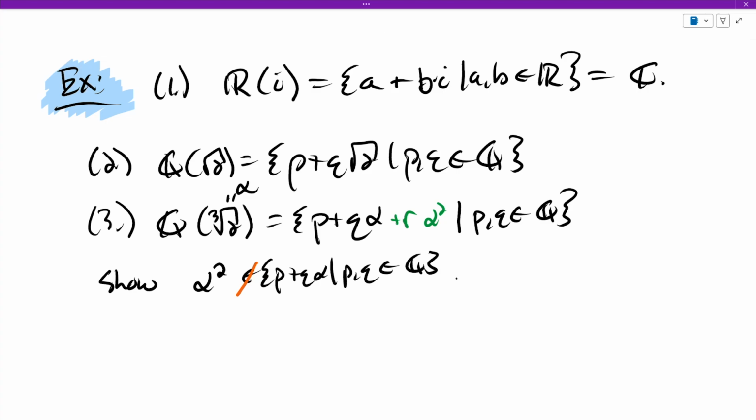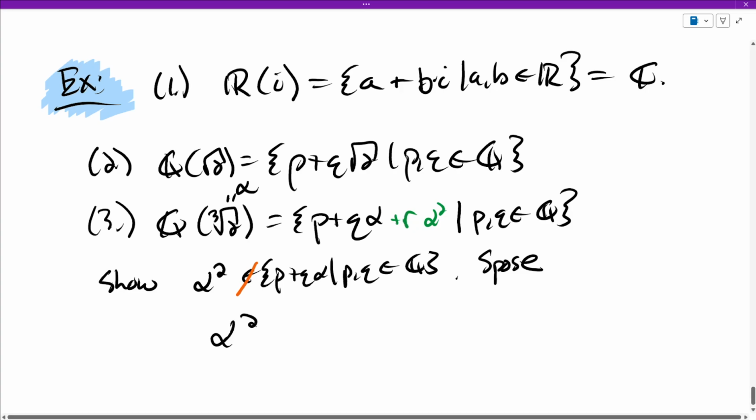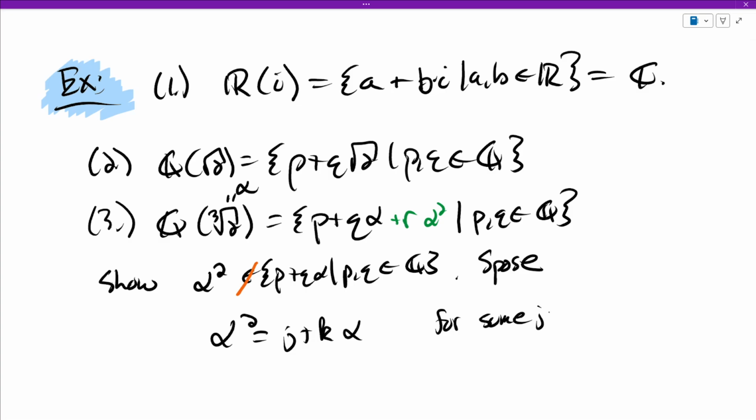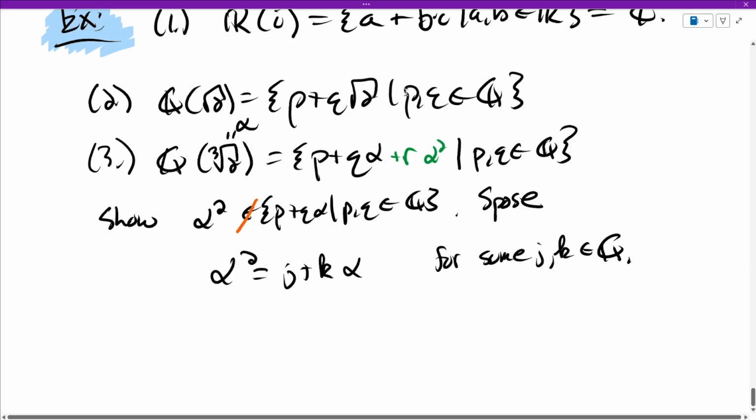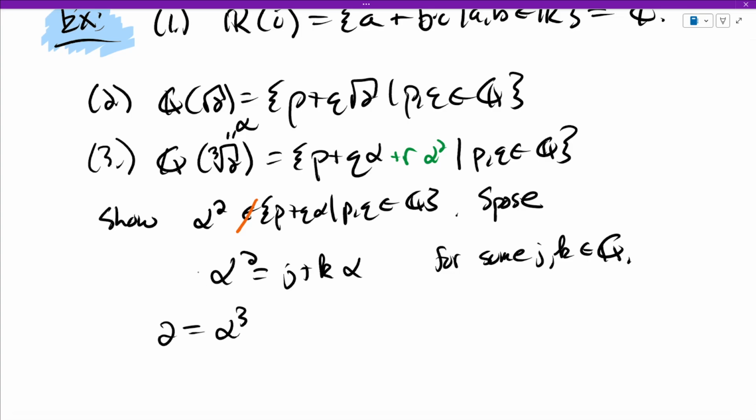We're going to show it's not here. Okay? Right. Well, how do you show something is not there? Well, you suppose it is, and you find a contradiction. So suppose that alpha squared is of the form, I'm going to keep with the book's notation here, j + k alpha for some j and k in Q. Okay. All right. Let's go ahead and multiply this through by alpha. When we multiply on the left-hand side by an alpha, we're going to get an alpha cubed. Alpha cubed is 2 because alpha is a cube root of 2.